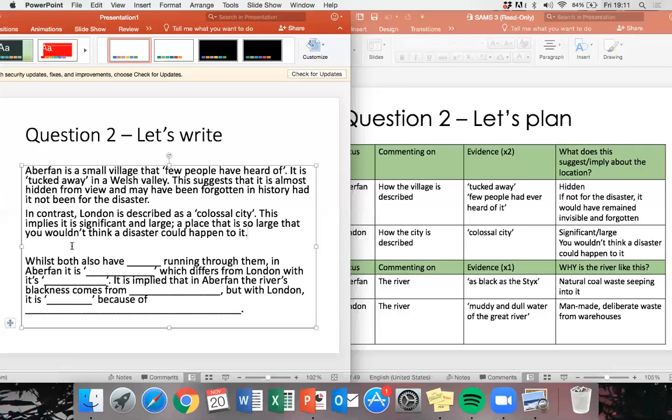This implies, again, making that inference, it is significant and large, a place that is so large that you wouldn't think a disaster could happen to it. Wonderful. We have our statement, we have a quotation, we have our inference. And that is paragraph 1 done. We've done a statement and quotation for source A, and then an inference for source A. We've done a statement and quotation for source B, and then an inference for source B.